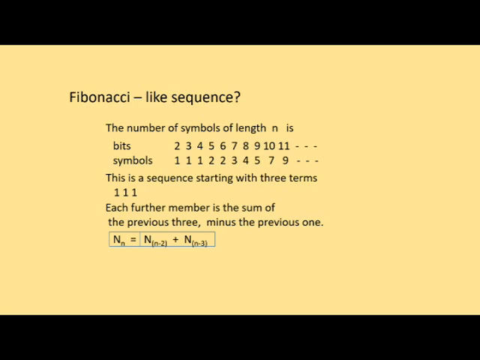Here's the table that we just discussed. If you notice, this is a sequence that begins with 3 terms, 1, 1, and 1. And each further member is a sum of the previous 3 minus the previous 1. Look at the 4th term. It's a 2. It's a sum of the first 3 terms, 1, 1, 1, minus the 3rd term, 1. So in this case, the number of symbols of length n is equal to the number of symbols of length n minus 2 plus the number of symbols of length n minus 3. Sort of a Fibonacci sequence, but a bit different.